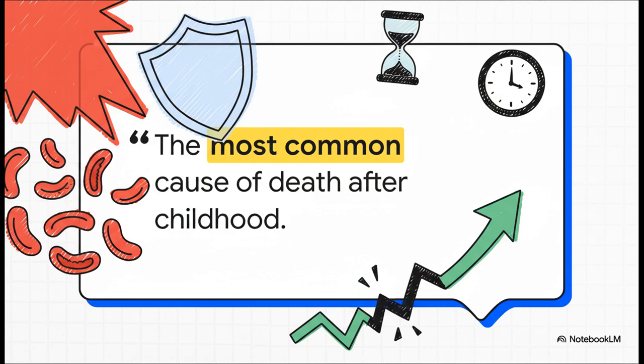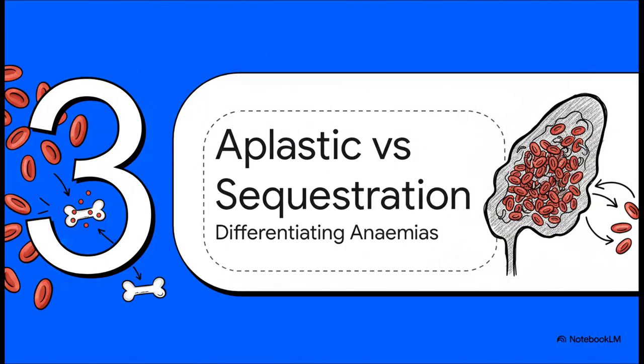This just hammers home why spotting it and treating it aggressively is so critical. Okay, let's pivot a little bit and talk about the anemic crises. So your patient comes in and their hemoglobin has just cratered. It's absolutely vital that you can tell the difference between an aplastic crisis and a sequestration crisis, because as we're about to see, how they happen and how you manage them are worlds apart.